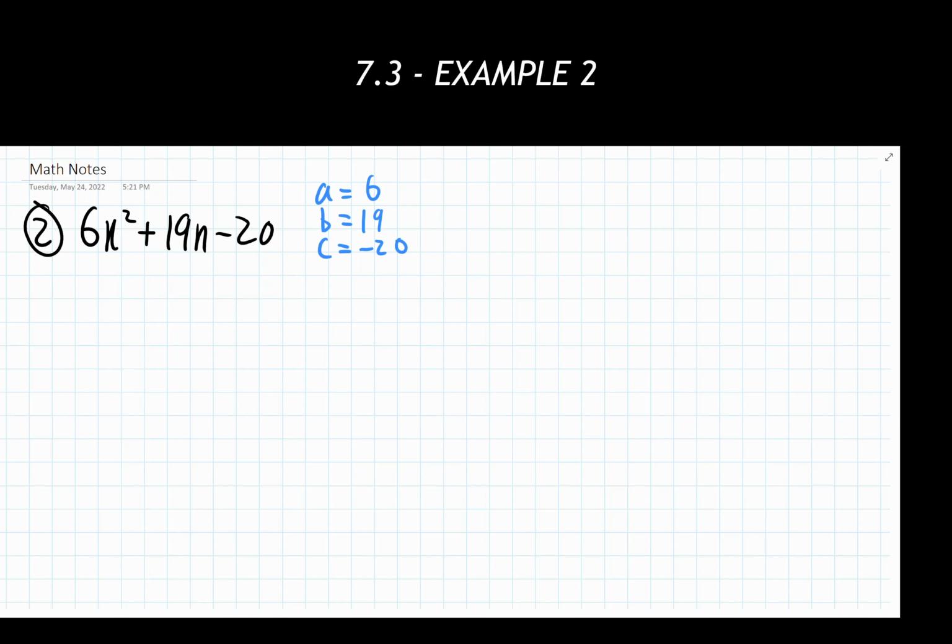So we have those listed there. And now I need to find the product of AC, so I'm listing that out here for myself. A times C, the same as saying 6 times negative 20. And we're going to get negative 120 as our answer there.